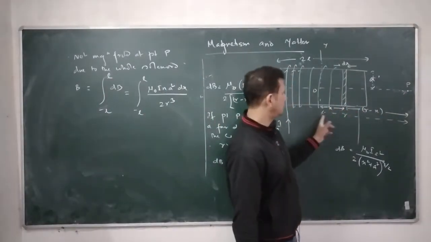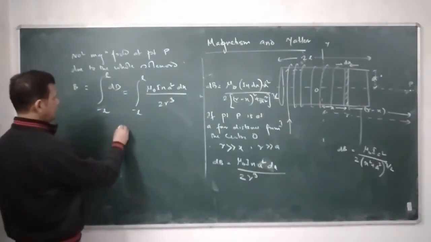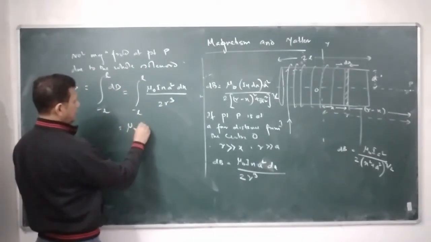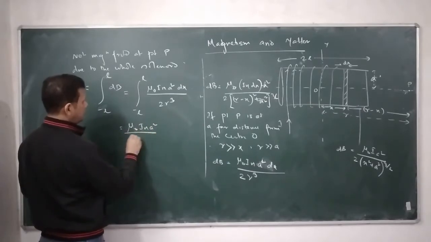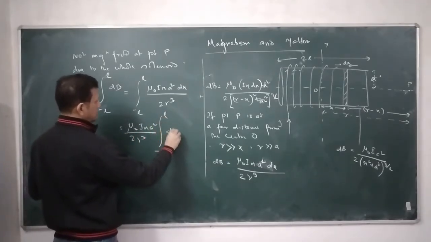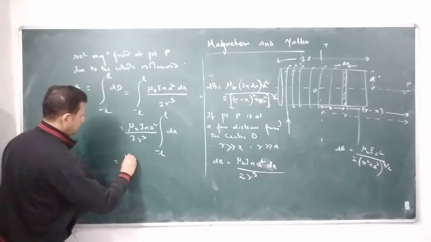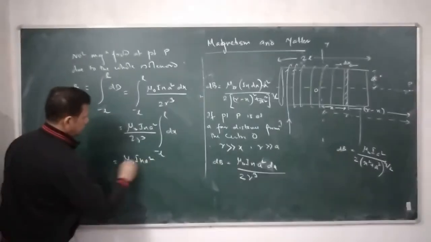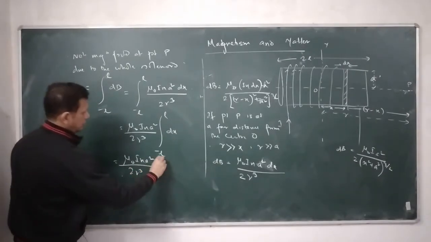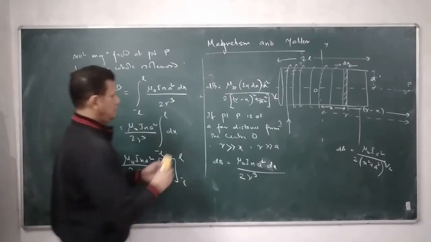So from the center, the distance is also fixed. So here r is again constant, so all the constants will come out. So μ₀ I n a² divided by 2r³. Inside the integration, it will be only the integration of dx, and the integration of dx is x. So the upper limit is L, the lower limit is −L.